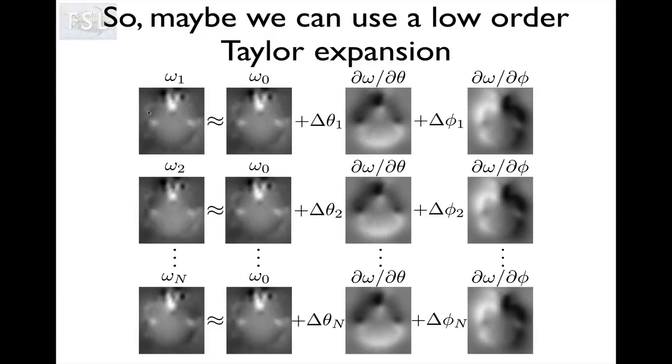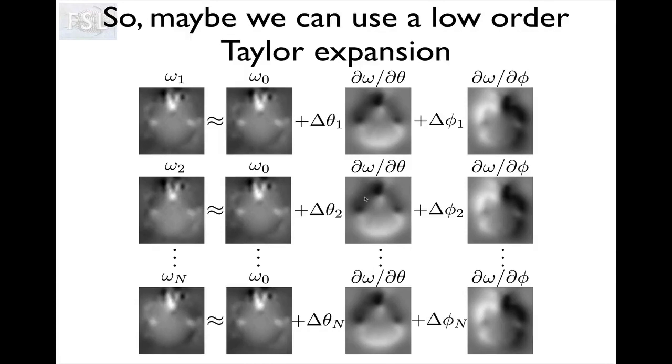And what this means is that we say that the field for any of the volumes, there's a volume 2 here, is roughly the reference field at volume 0 plus whatever rotation took place between volume 2 and volume 0 multiplied with the rate of change of the field with respect to rotation around the x-axis, theta around the x-axis, plus whatever rotation took place around the y-axis between volume 2 and volume 0 multiplied by the rate of change of the field with respect to rotation around the y-axis. And we can just go on.